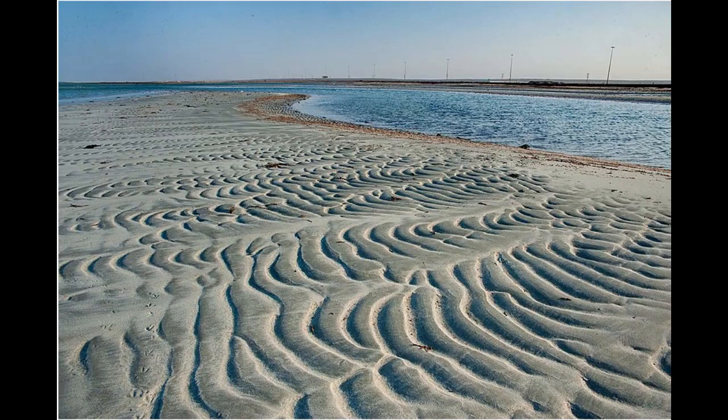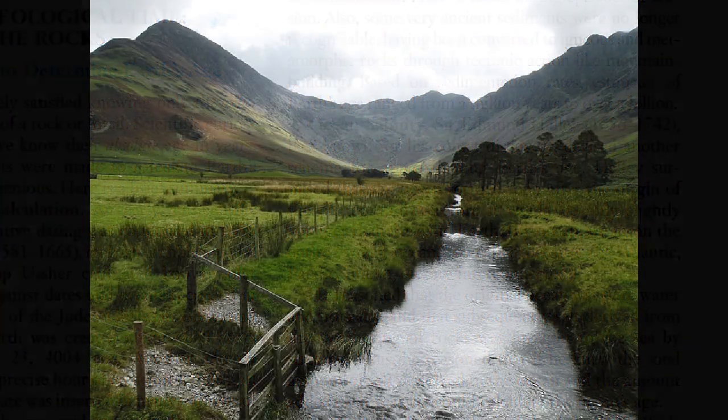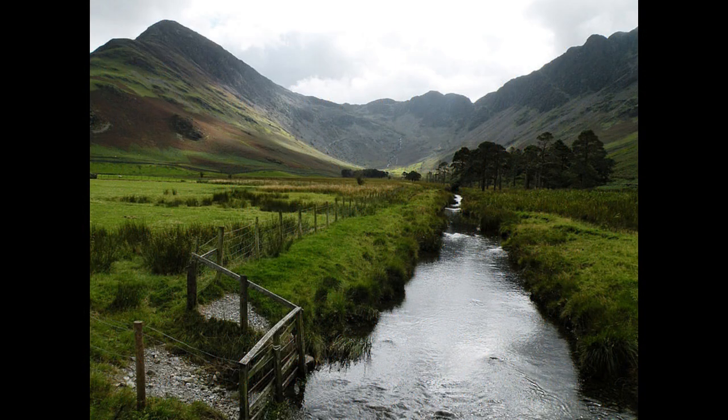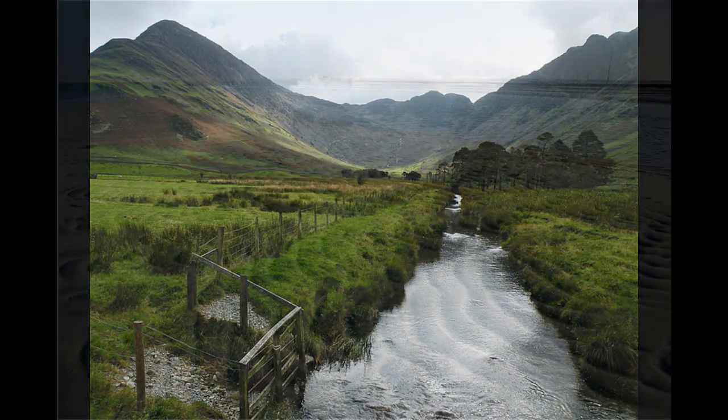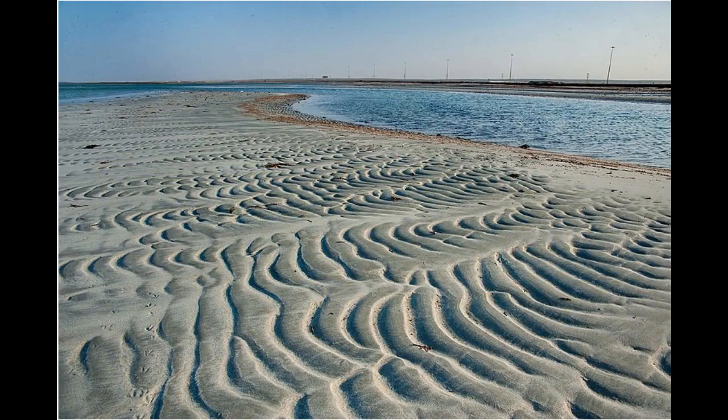Some early researchers tried to use the saltiness of the oceans, because they assumed that the ocean was pure fresh water when it formed, and that all of the salt came from the streams carving up the mountains and carrying the material to the coastlines into the ocean. Once again, this method didn't work because we observed ocean saltiness change because of physical and chemical interactions. So the amount of salt in the ocean water does not change consistently through time.